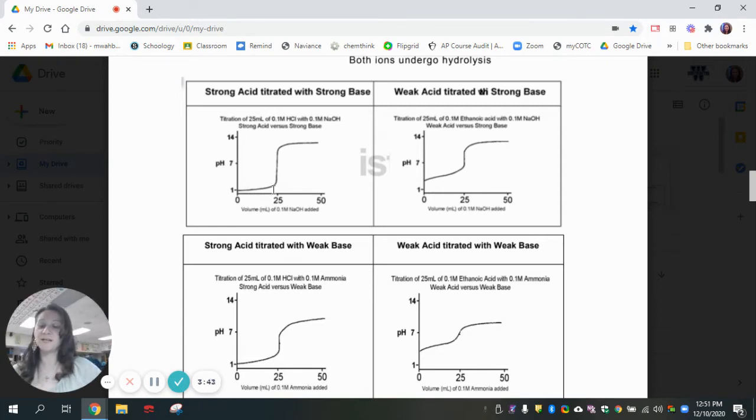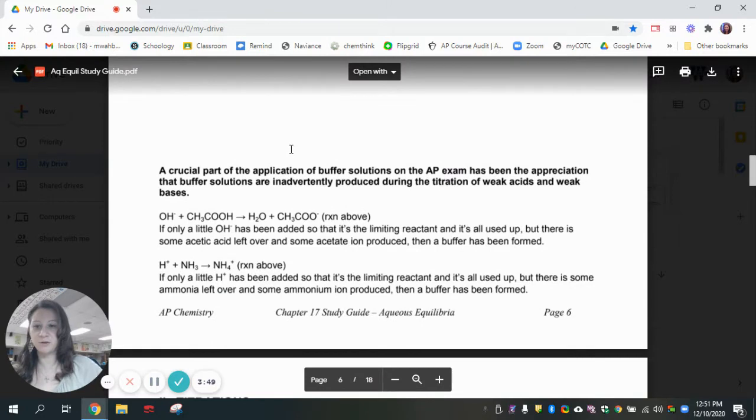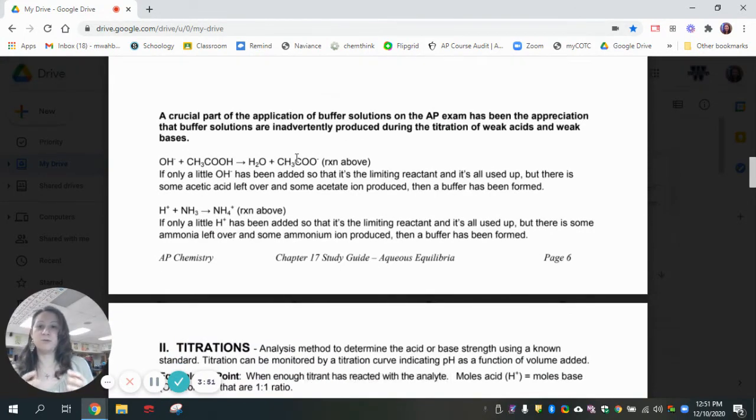And the reason for that is actually you are creating a buffer when you are titrating. If you look at the previous page, a crucial reason why College Board puts buffers into the curriculum is because buffers are a big deal in titrations, because when you are titrating a weak acid or a weak base, you actually form a buffer.